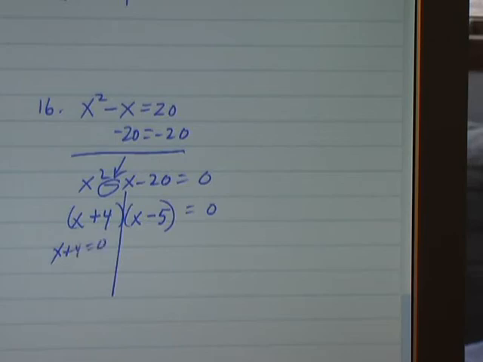So those are my two factors. Set them equal to 0 and solve. You'll get your zeros. X plus 4 equals 0, x equals negative 4, and x minus 5 equals 0. X equals 5. So my two zeros are x is equal to negative 4 and x is equal to 5.